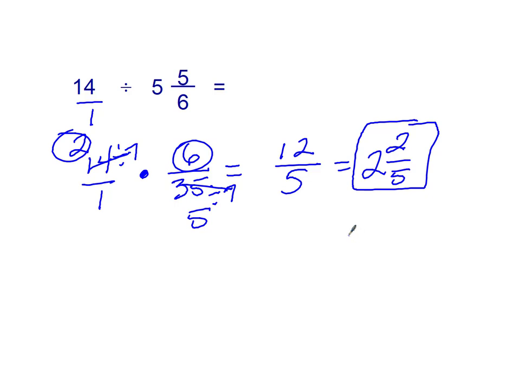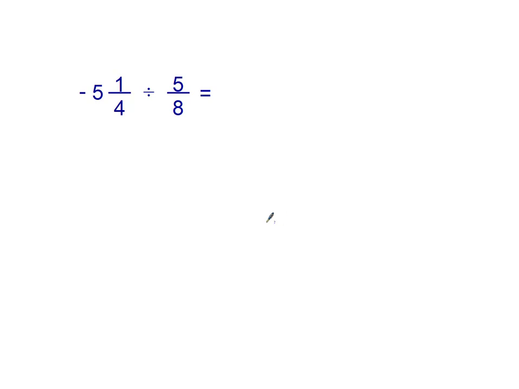Now there's really only one way I can make this any more difficult, and that's if I throw in some negatives. This is where we remember in multiply and divide, if I have one negative, my answer is going to be a negative answer. Okay? But then everything else is going to be exactly the same. So this one, we turn this one into a fraction. 4 times 5 is 20, plus 1 is 21 over 4. And this is, of course, negative. Okay? And now this 5/8, it's already a fraction, so I don't have to do anything to it.